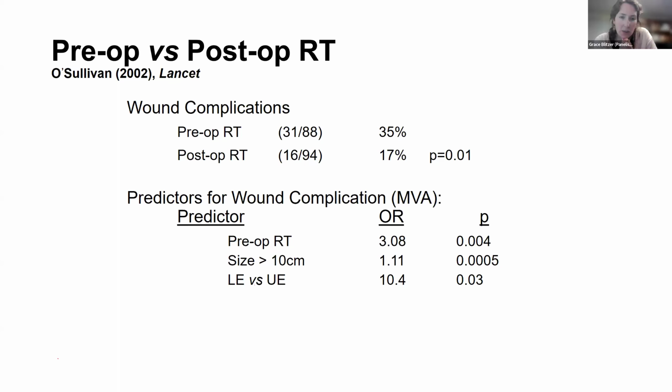Again, this is a good paper to know, just looking at the wound complications, shows that pre-op is worse than post-op. Predictors, some of them make sense, right? Size, yes, of course. But then also lower extremity has an increased risk for wound healing and wound complications versus upper extremity. Next slide.